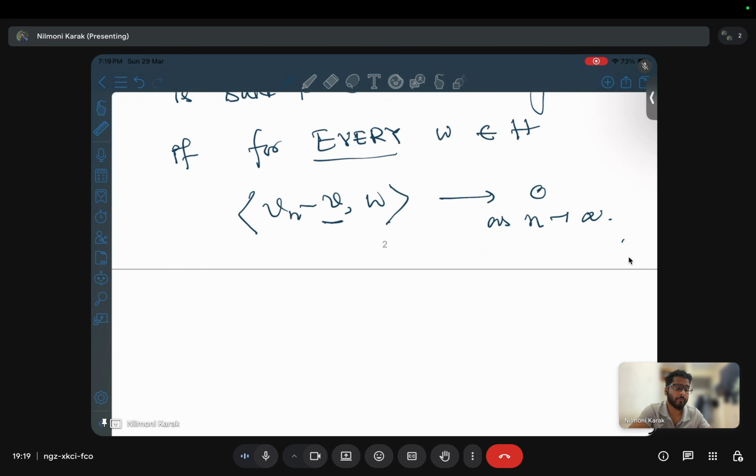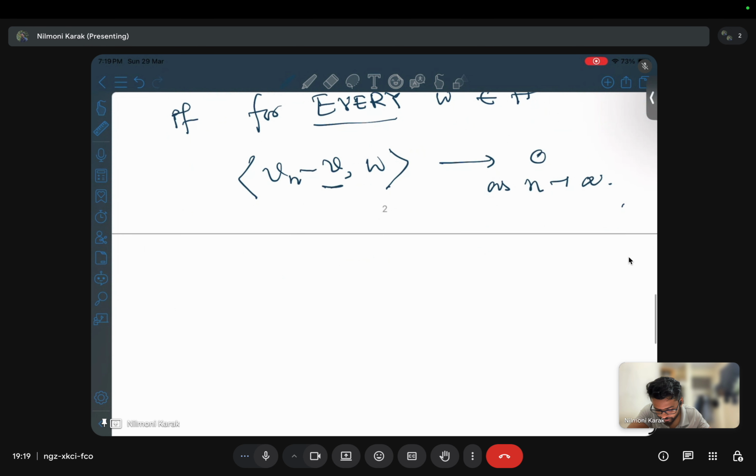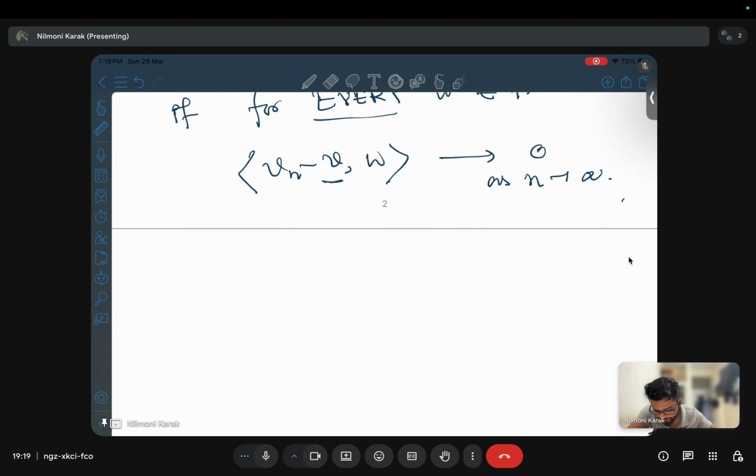Also, one thing: by the Cauchy-Schwarz inequality, one can check that norm convergence immediately implies this weak convergence.